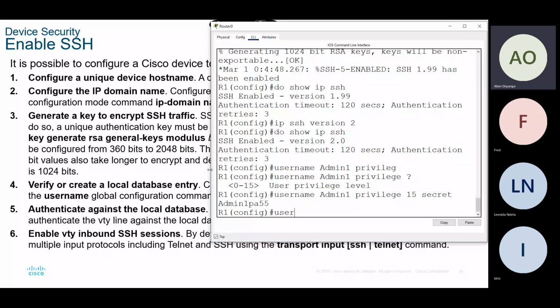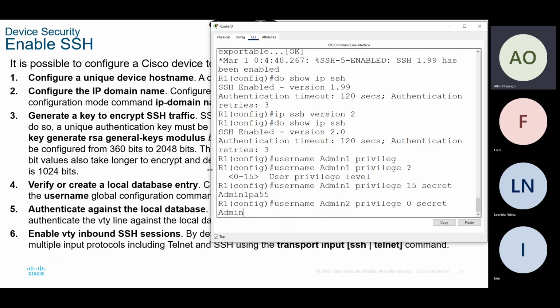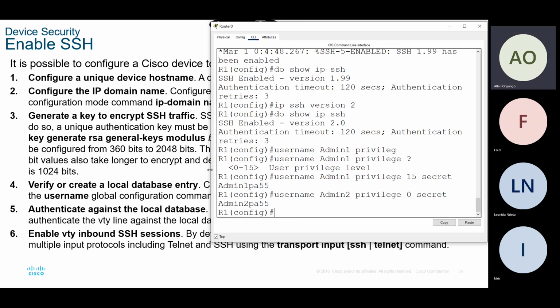You say again, username admin2, privilege maybe 0. Secret, you say admin2per55. Okay. That's very important. So we have created a local database, and we can create as many entries as possible. That's actually okay.